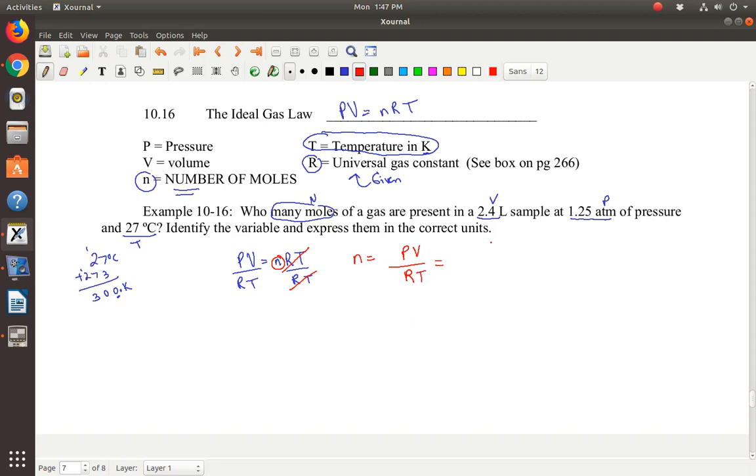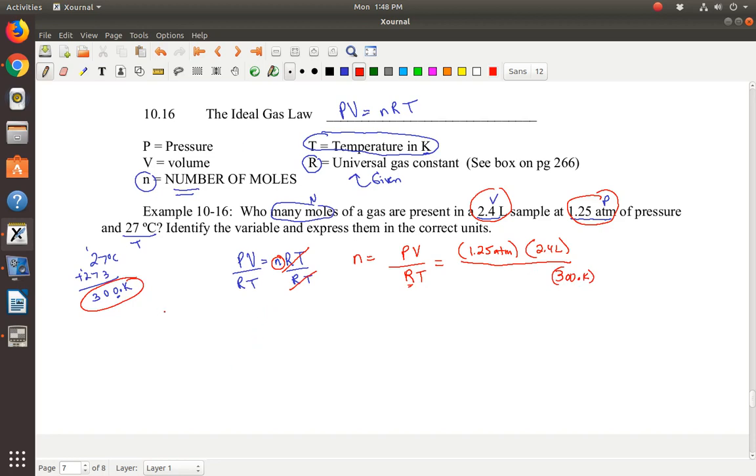So let's put in our values now. Pressure, 1.25 atmospheres, times my volume, 2.4 liters, divided by R, I'm going to leave that for a minute, and divided by T, which is 300 kelvins. So I'm going to write that over here, 300 kelvins. So my R, I've got to figure out which one of the R's to use. I have atmospheres and liters and kelvins.